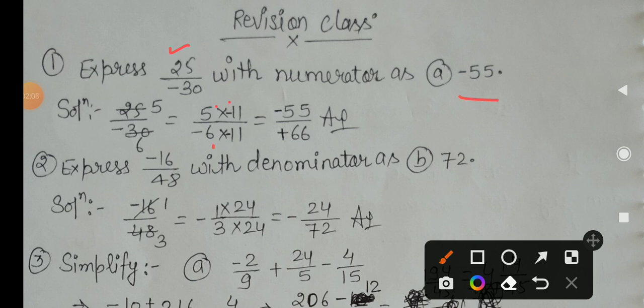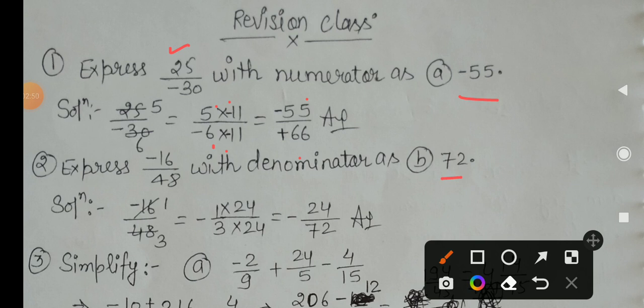Now you have to multiply these things. 5 into minus 11, that value is minus 55. Students, now when you multiply the numerator with minus 11, the same process you have to follow for the denominator. So you have to multiply the denominator also with minus 11. So minus 6 into minus 11, that value is 66. So the answer you get is minus 55 upon 66. Clear?